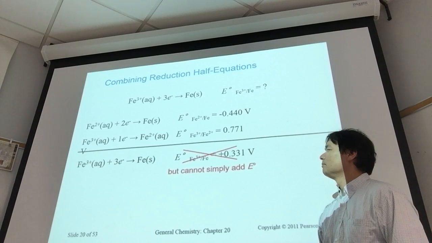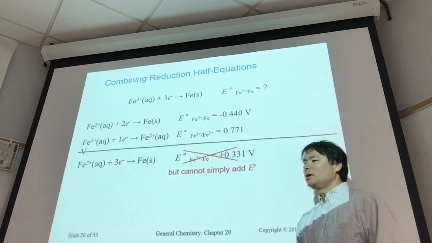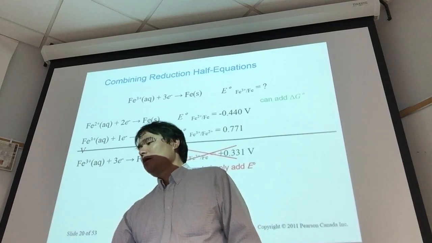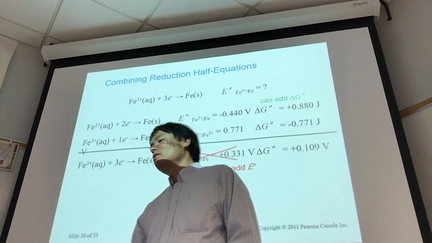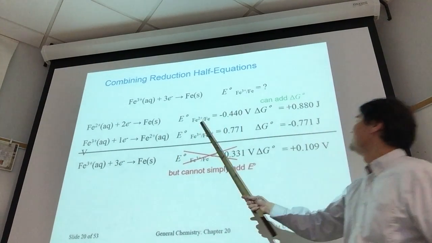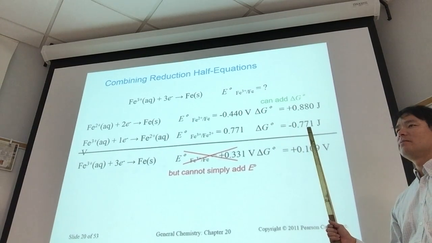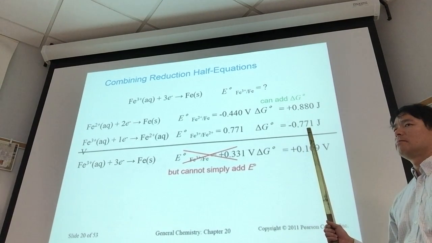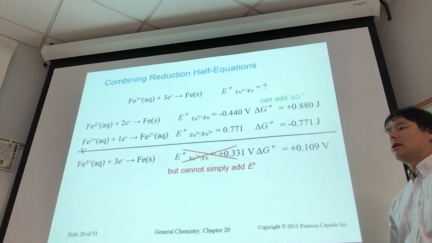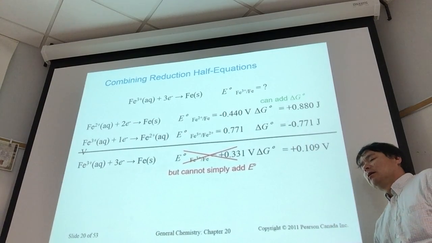What do we do? We have to convert those potentials into delta G naught values, and then we could add the energies together here, and then reconvert to voltage, right? What a pain.